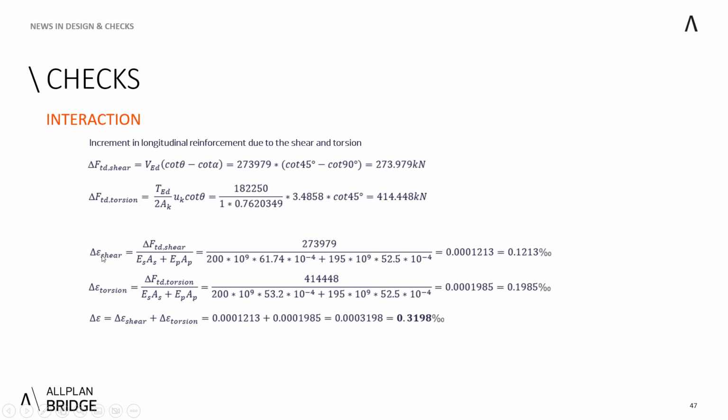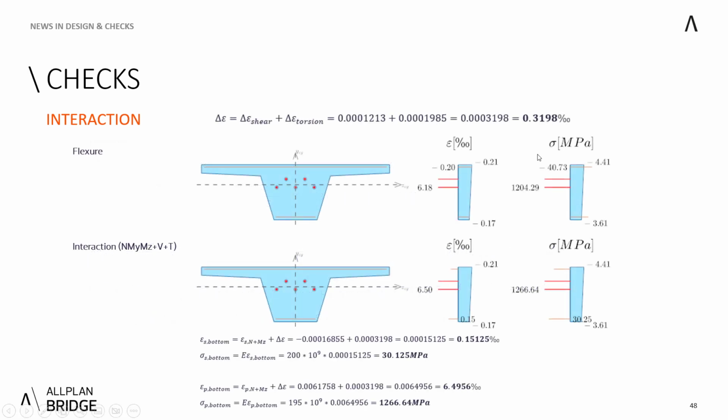Therefore, the increment of epsilon in shear results into 0.12 per mille, and the increment of epsilon or strain from torsion gives you 0.2 per mille. And when you combine those two, you get up to 0.32 per mille, which I can show on the next slide. And this 0.32 per mille is then applied to the response of the flexure. So at the top, this is the response purely of the flexure, and you can see there is this minus 0.2. In this case, it would be around 0.1718.